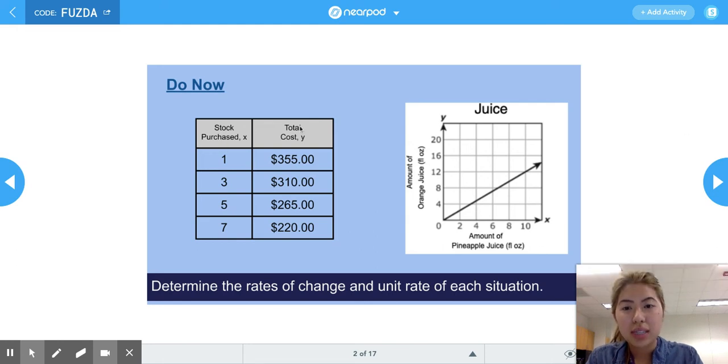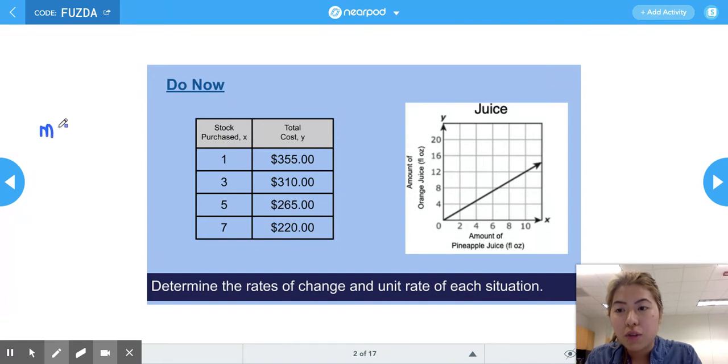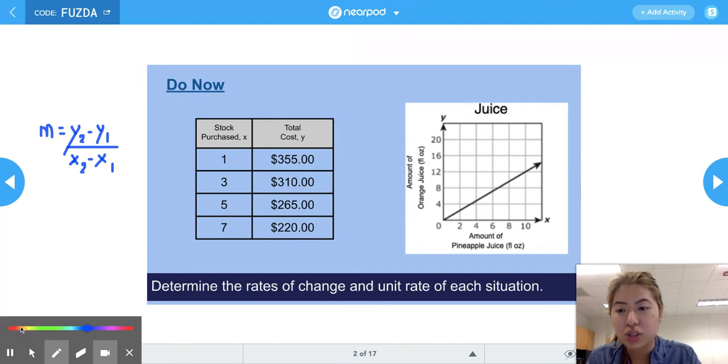Our do now is we have to determine the rates of change and unit rate of each situation, and we're given a table as well as a graph. So looking at this table, we don't know whether it's proportional or non-proportional, so we're just going to use our slope formula, which is m is equal to y2 minus y1 over x2 minus x1. And we're going to label 2 points on the table, x1, y1, x2, y2.